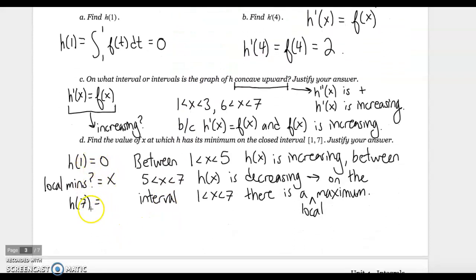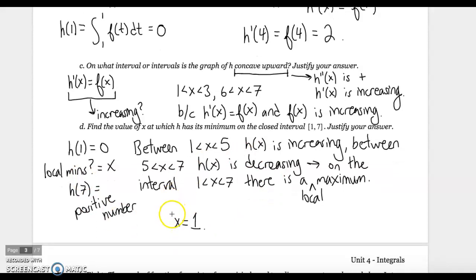So regardless of what h of 7 actually is, I know it's going to end up being some positive number. And so between all of my options for where its minimum value occurs, h of 1 equals 0, there are no local minimums, and h of 7 is some positive number. That means that the value of x at which h has its minimum on the closed interval is 1. So x equals 1. And then everything we wrote here would be justification for that.